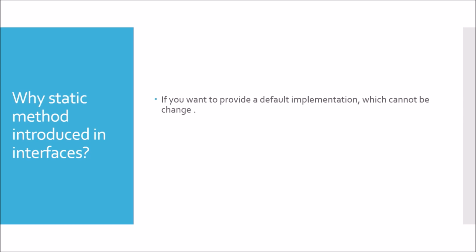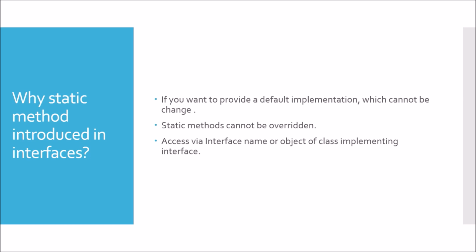We all know that static belongs to a class and static methods can't be overridden. So if you are putting a static method in interfaces, you can't override it in your implementing class. But you can access those static methods, and whatever default implementation is provided, you can utilize them either using the interface name or using an object of the class that is implementing that interface. Moving to next question.